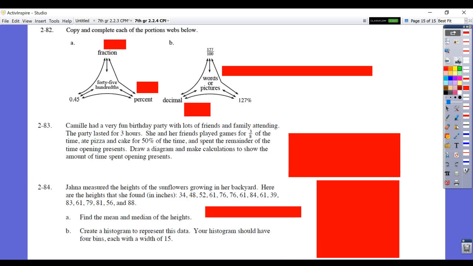For 282, they're giving you a couple of components of the portions web, and you need to find the others. So for A, they're giving you the decimal 45 hundredths and the word 45 hundredths. You're going to want to write the fraction and simplify it and the percent. For B, they're giving you the fraction, which is an improper fraction, and the percent, and you need the decimal and words or picture.